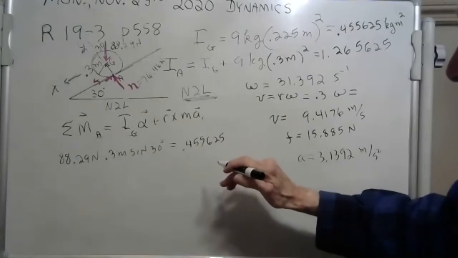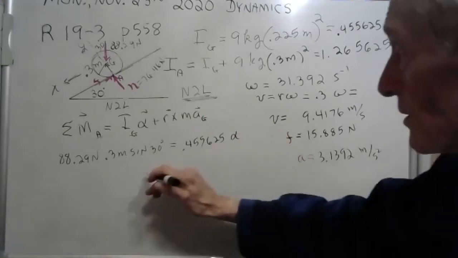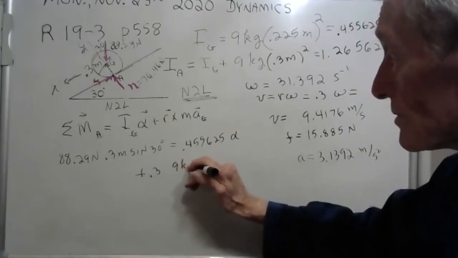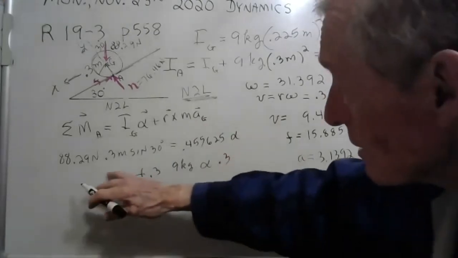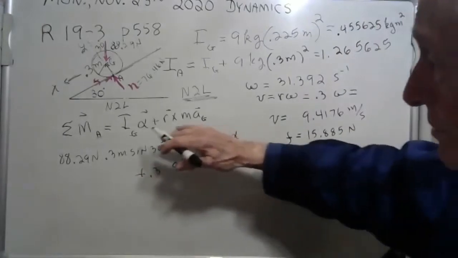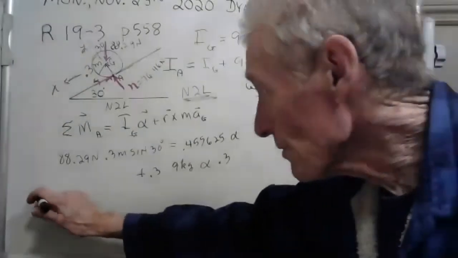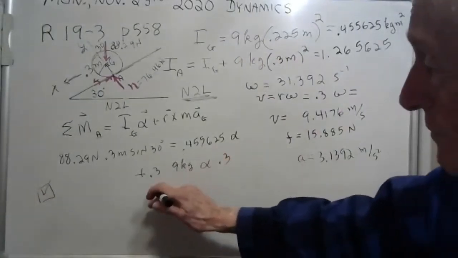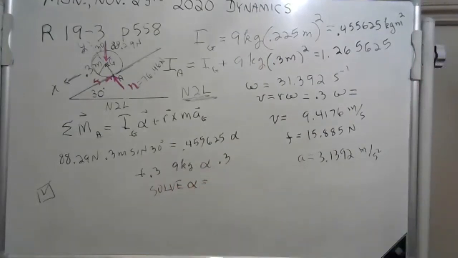0.455 alpha, running out of room here, plus the 0.3 times the 9 kilograms times A, which is equal to alpha times 0.3. Now, here's this equation here that I wrote. It's one of the versions of Newton's second law. And really what we're doing here is we're just checking our work. This should work. Solve this equation for alpha, and I'll let you work for a minute on that. Go ahead. I'm going to do the same thing, and if we can get the correct alpha.